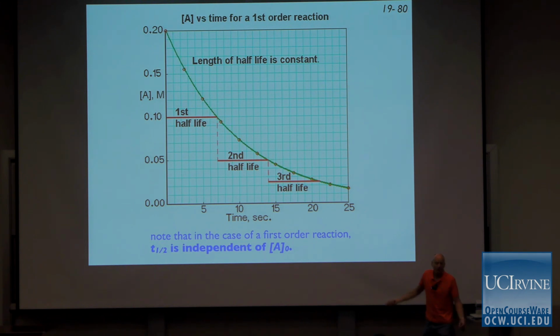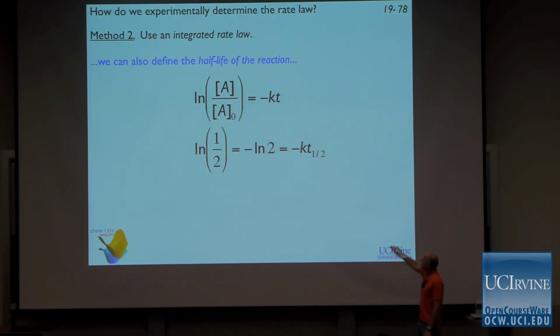But notice what you're measuring here. You're measuring the concentration of your reactant as a function of time. You could just fit this green curve, this equation right here, and you're done. So there's no particular advantage to measuring the half-life, but if for some reason that happened to be a convenient way to do it, you can get the order of the reaction that way.